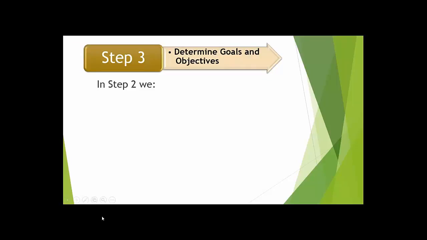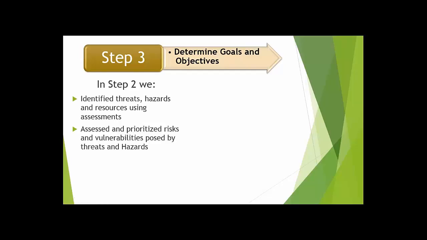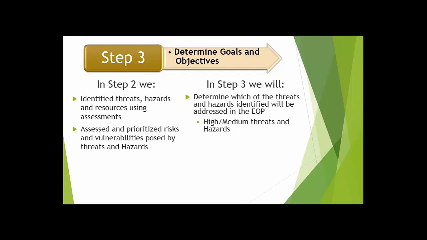In step 2, we identified the threats and hazards and resources using different assessments, and we assessed and prioritized those risks and vulnerabilities posed by those threats and hazards. Now, in step 3, we'll determine which of the threats and hazards you identified will be addressed in the EOP, and we'll be addressing the ones that are the high and medium threats and hazards. And then once those are identified, which you did in step 2, we're going to develop goals and objectives for each of those identified threats and hazards.